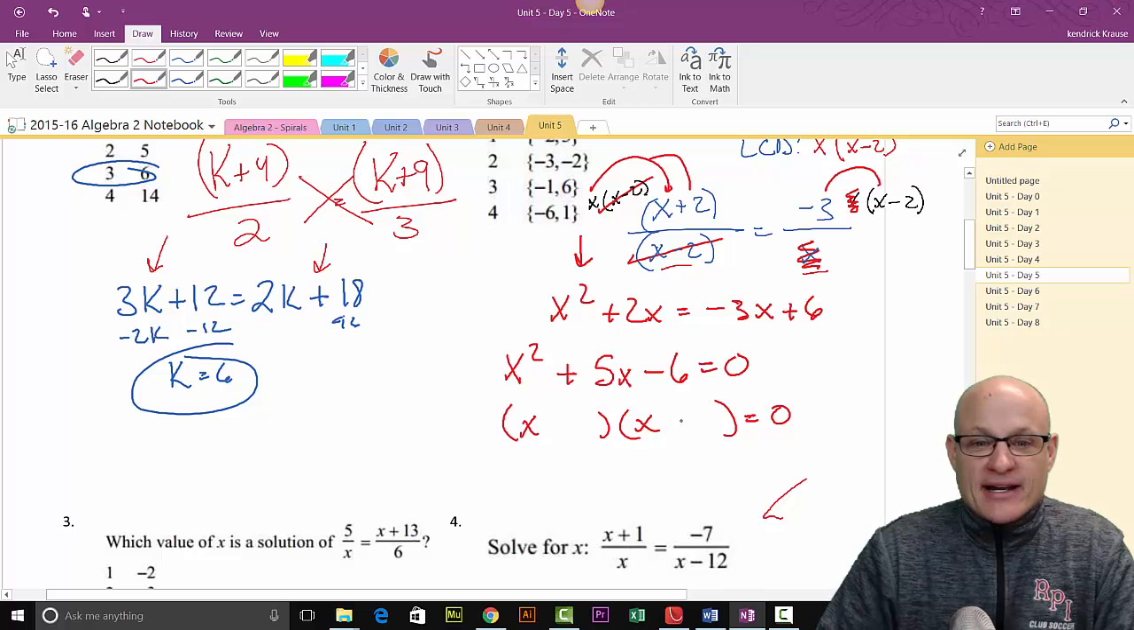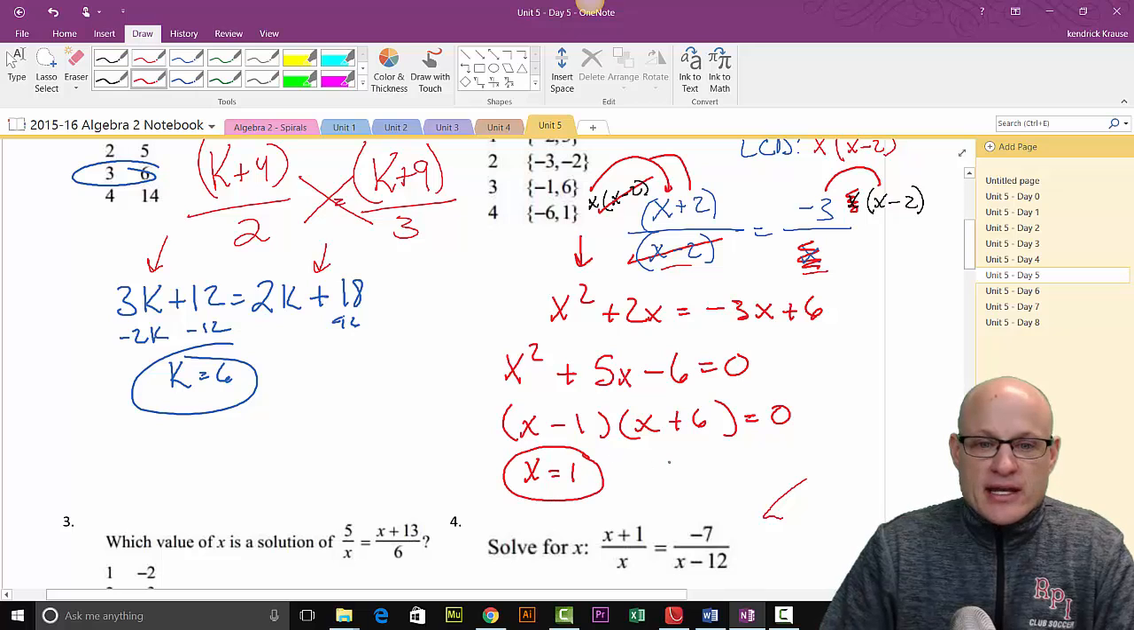Multiply to negative 6 and add up to 5. So that's negative 1 and positive 6. But those aren't my answers. My answers are x equals 1 and x equals negative 6. So those are my two answers.